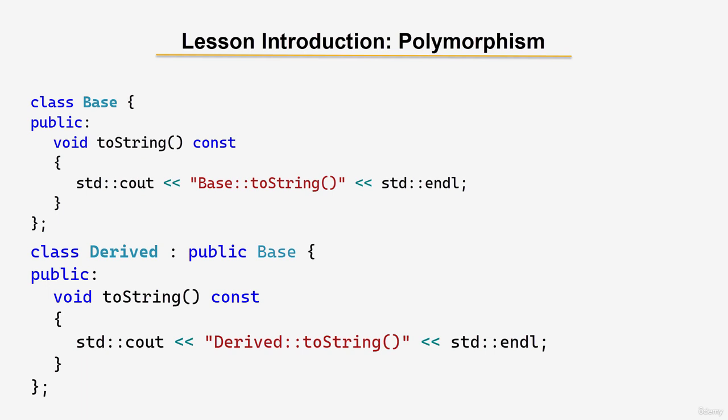To begin, let's say we have some base class which is going to have a toString member function that will simply print out base toString. Then we also have a derived class which publicly derives from the base class. That also has a toString function which will print out derived toString.